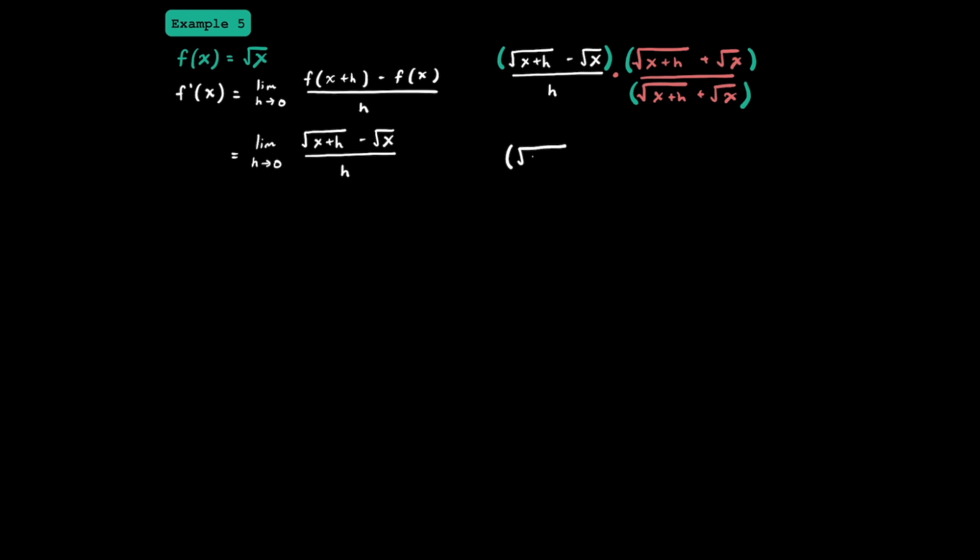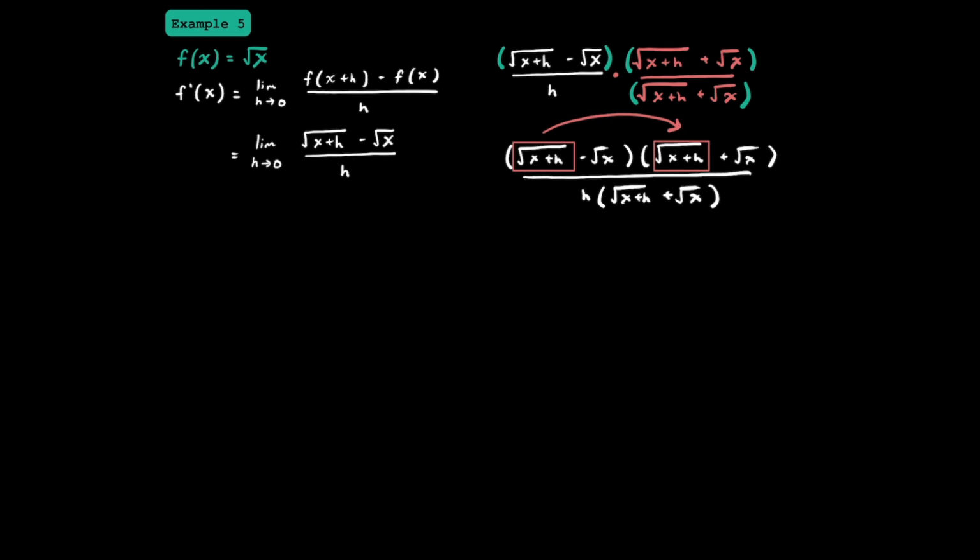Rewriting this, we can say the square root of x plus h minus the square root of x multiplied by the square root of x plus h plus the square root of x. All of this is going to be on top of h times the square root of x plus h plus the square root of x. Multiplying on top here, the square root of x plus h times the square root of x plus h is just going to be x plus h. Then multiplying over here, we're going to get plus the square root of x times the square root of x plus h. Then distributing this negative root x, we're going to get minus the square root of x times the square root of x plus h. And lastly, multiplying these two here, we're going to get minus x.